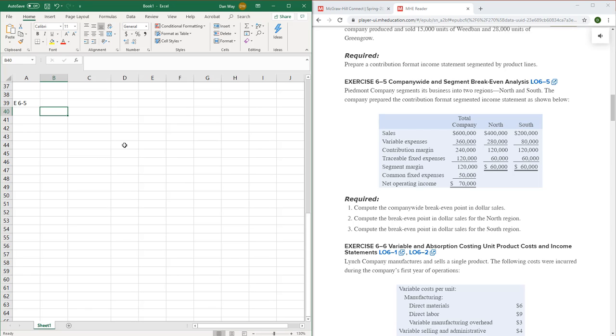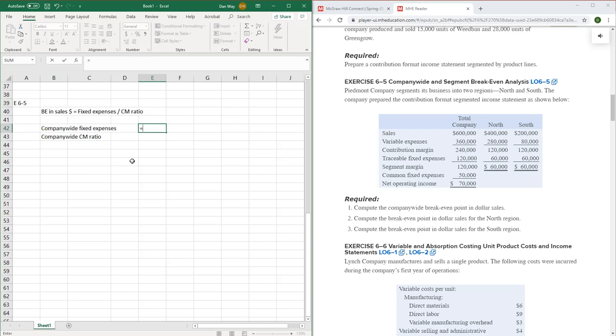So thinking back to Chapter 5 and the Chapter 6 notes, break-even in sales dollars we can always calculate by taking some measure of fixed expenses or fixed costs divided by CM ratio of some kind. Now in the case of a company-wide break-even, we want to make sure that that's the company-wide fixed expenses total and the company-wide CM ratio. So let's figure out what that is.